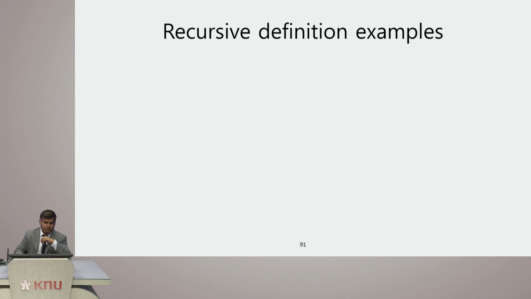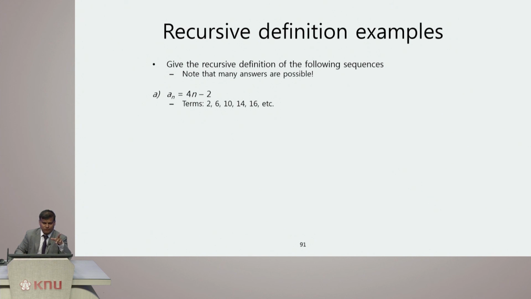So let's have some recursive definition examples. Give a recursive definition of the following sequences. Note that many answers are possible. First, a sub n equals 4n minus 2. The terms 2, 6, 10, 14, 18, etc. can be obtained from a sub 1 equals 2, a sub 2 equals 6, and so on. So a sub n equals a sub n minus 1 plus 4.